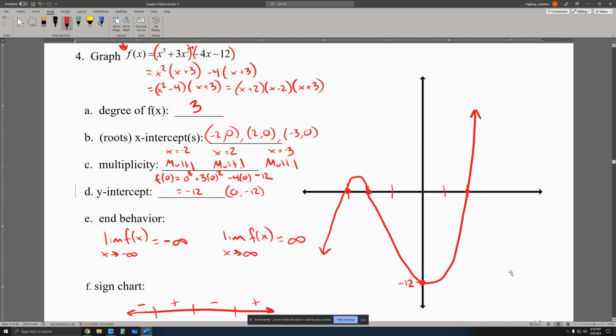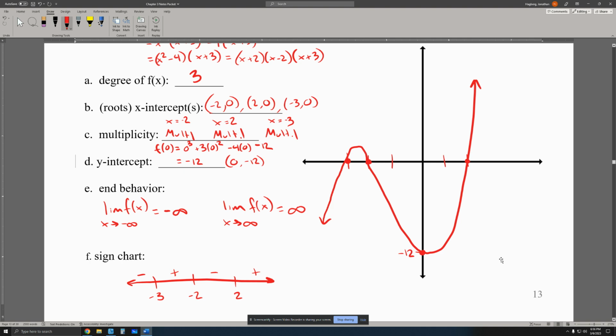All right, so this has been our notes on pages 11 through 13. This has been graphing using the intercepts and then also talking about end behavior.